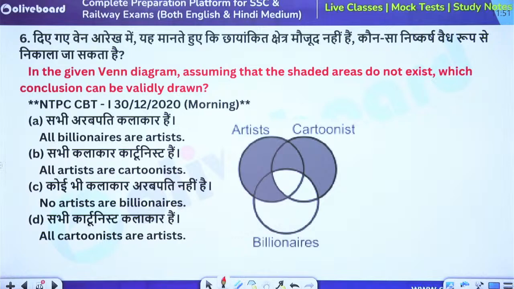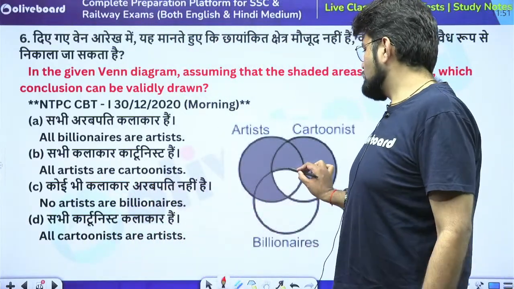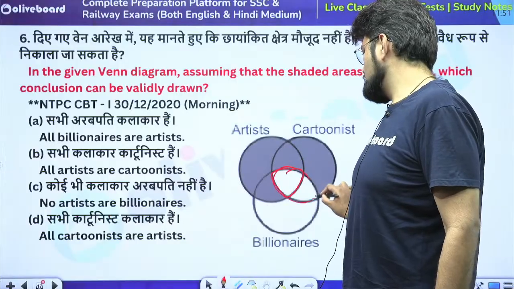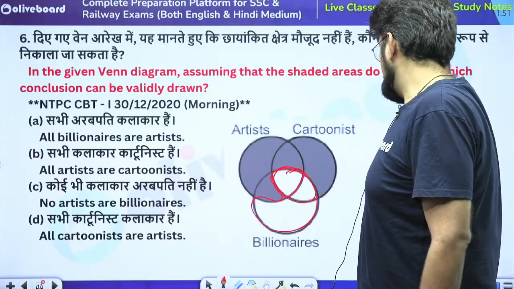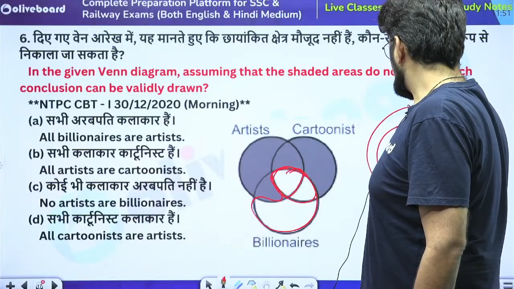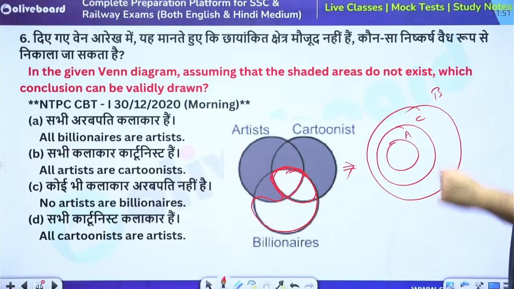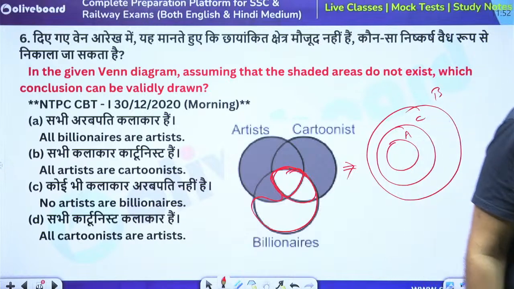Can be slightly different also. Okay. Now, if you remove the shaded portion, what exactly is left? So we'll have this circle for the artist, this whole circle for the cartoonist, and this whole circle for the billionaires. So basically, this figure is nothing but this artist, cartoonist, billionaire. This figure can be redrawn like this. Now tell me. Now I have made it easier for you. Now you can tell me what is the correct answer.